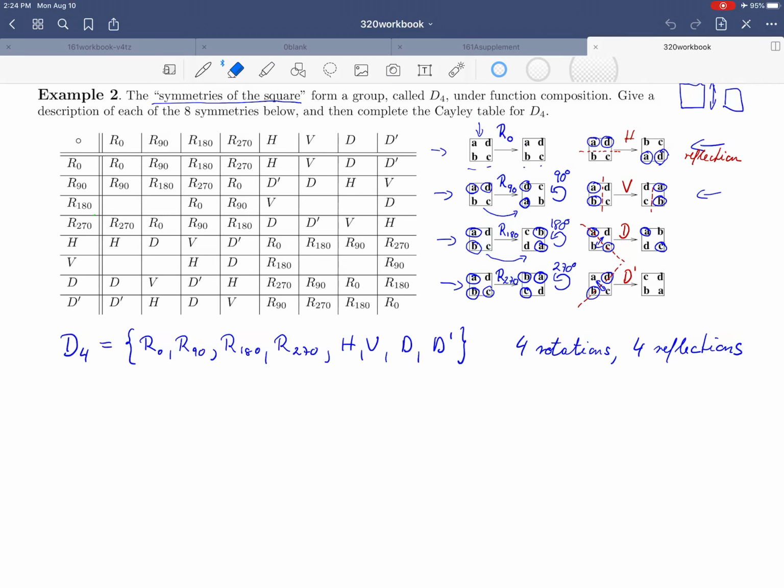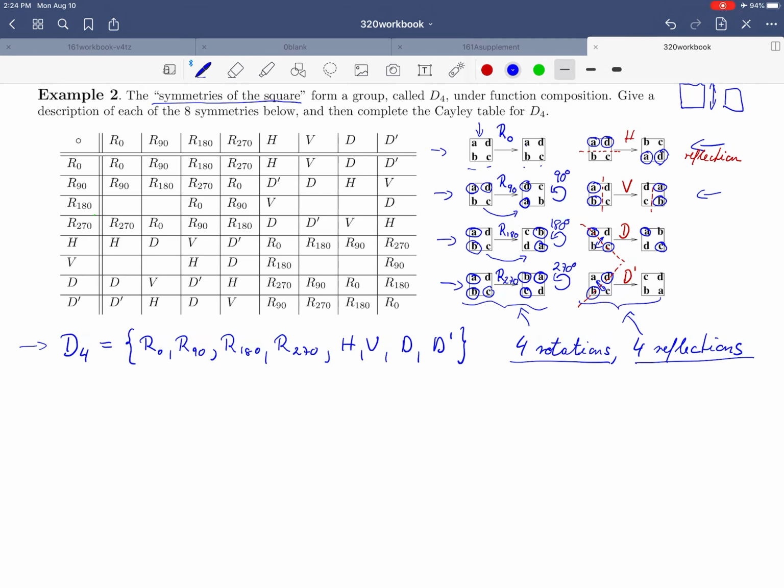Let's continue our examination of example 2, the group of symmetries of the square. In the previous video we saw that this group is called the dihedral group D4 and that it consists of 4 rotations and 4 reflections. We have our 4 rotations described in the left column over here, and our 4 reflections that were described on the right hand side of our examples on the top of the page.